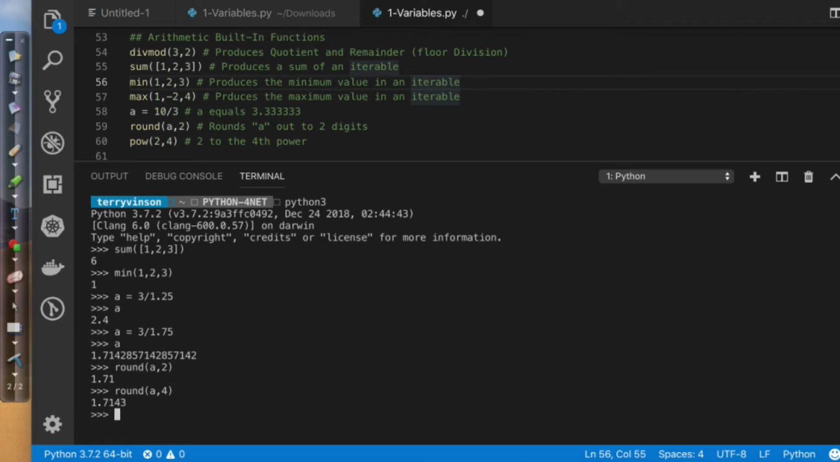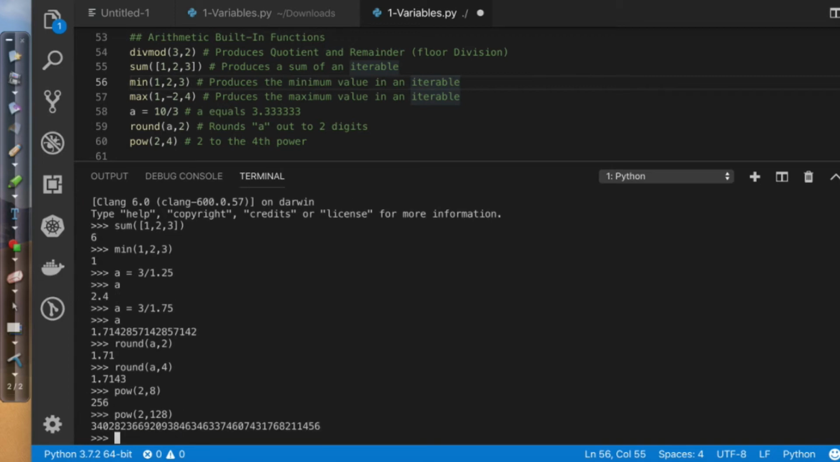1.7143. Powers, obviously, I could come in here and execute. Powers would be, say, for instance, 2 to the 8th, which should give me 256. If I say power, and let's say 2 to the 128, that's going to produce a huge number, which is going to be 3.4 undecillion values. So that's going to basically be the total number of IPv6 addresses that exist in the entire universal address space.